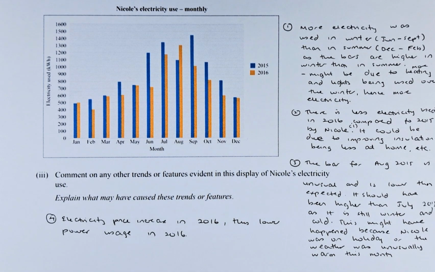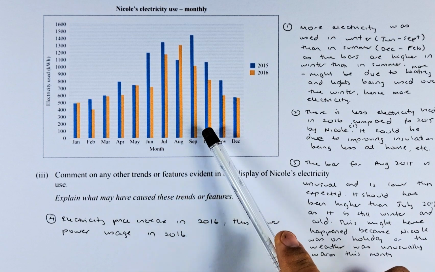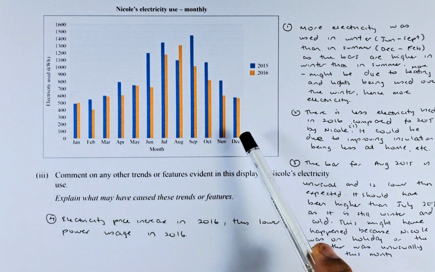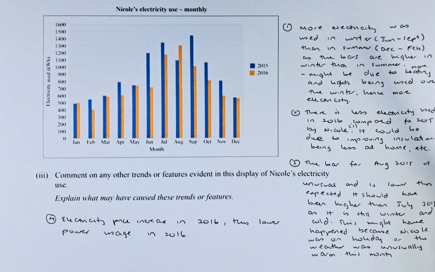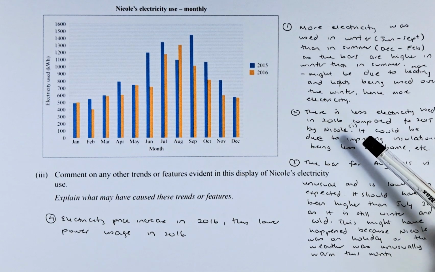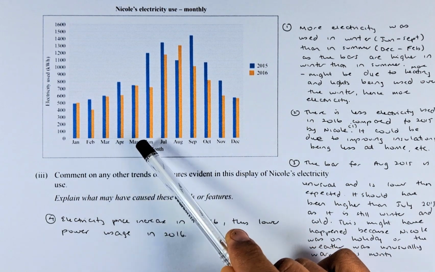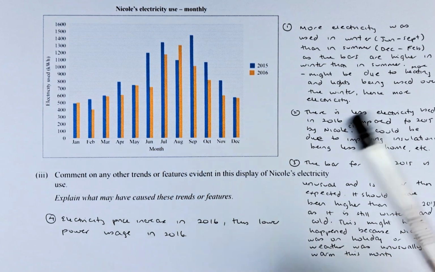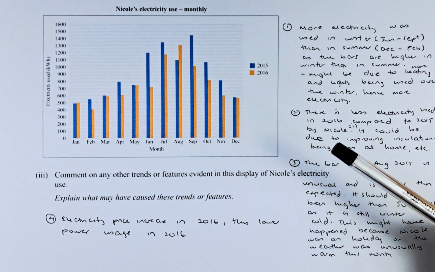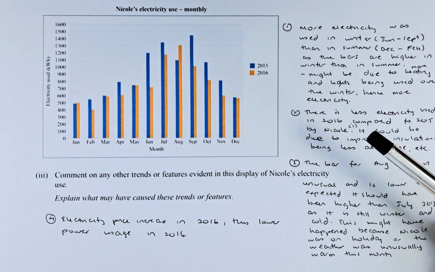So first, we can see that in June, July, August, or even July, August, September, the electricity use was more than in the summer months. So in winter they used more. It might be due to more heating and lights being used over winter, hence you are using more electricity in the winter months compared to the summer months. So that's point number 1. Point number 2, as mentioned in part 1, in 2015 you used more electricity than 2016. Why is that so? It could be due to Nico having better insulation in the house or being less at home in 2016. So that is the second point you can argue.